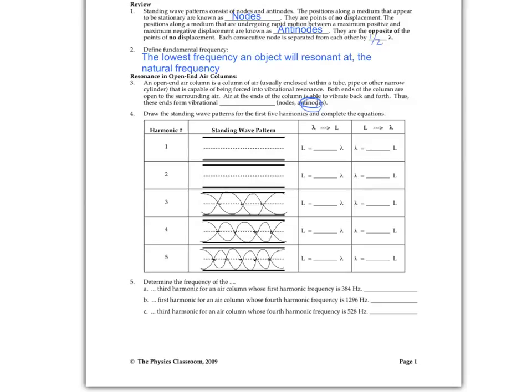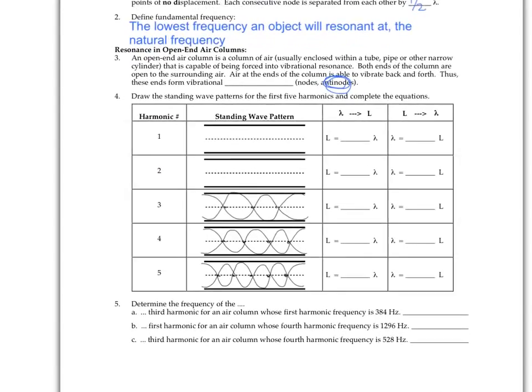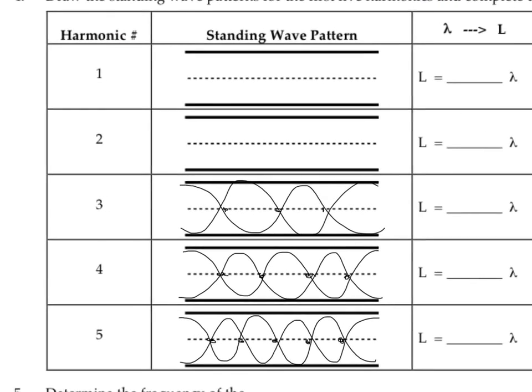Let's take a look at what these standing waves actually look like. The first harmonic, shown here, is the lowest frequency an object will resonate at. It's also sometimes called its fundamental frequency, as referenced above. The first harmonic contains a single node of minimum displacement, as well as antinodes at both ends.